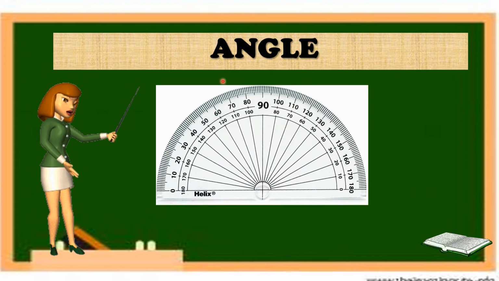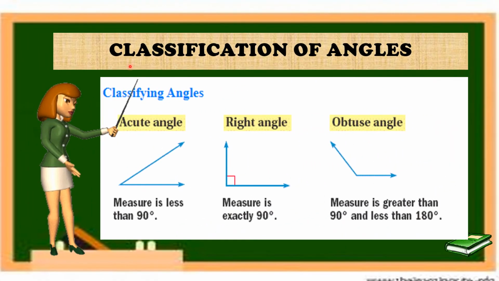We have a protractor. A protractor is used to measure an angle. An angle measures between 0 degrees to 180 degrees. It can be counterclockwise or clockwise. Classification of angles. We have an acute angle, a right angle, and obtuse angle.